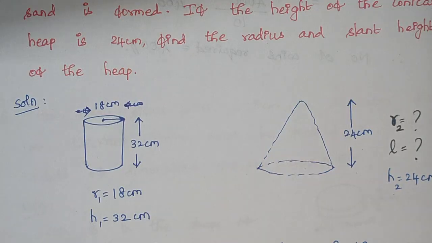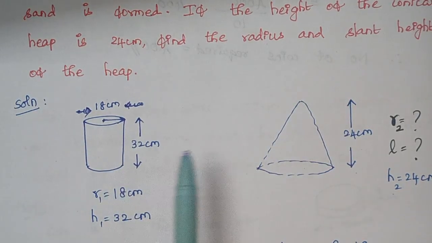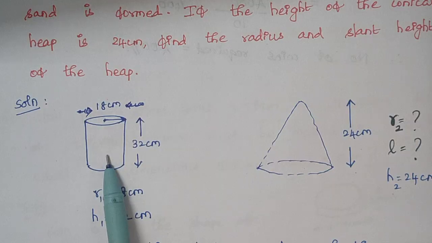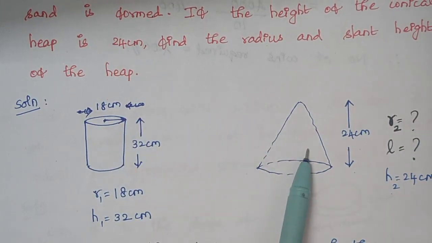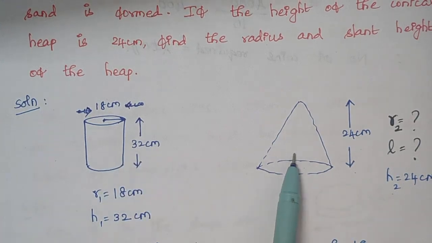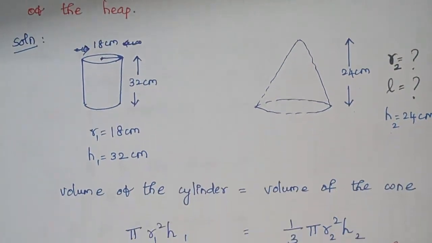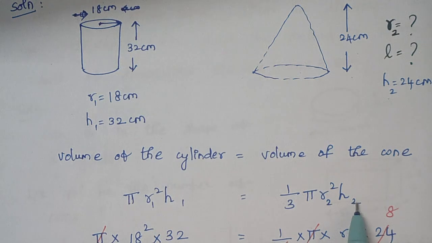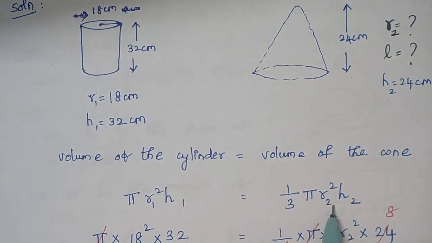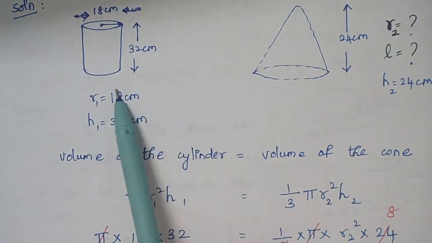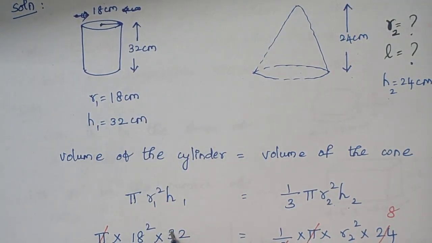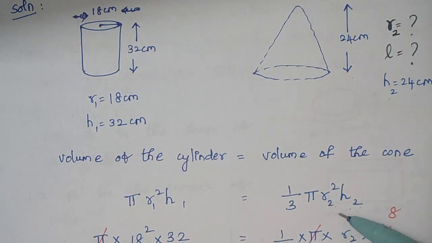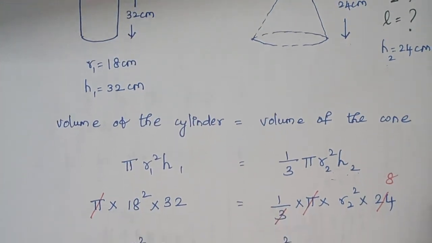So obviously the volume of this cylinder should be equal to the volume of the cone because the sand which is filled in this bucket makes this cone. So what is the formula? Volume of the cylinder is pi r square h and volume of the cone is 1 by 3 pi r square h. So here it is R1 H1 and here R2 H2. Now for this cylinder we know all the values, so just substitute it here. Whereas for the cone we know only the height h. The value R2 is unknown, so just keep it as R2.